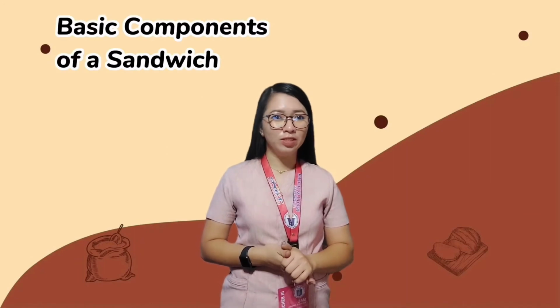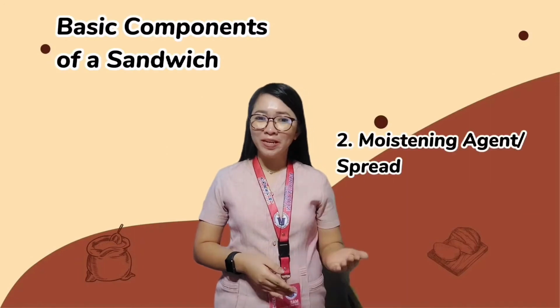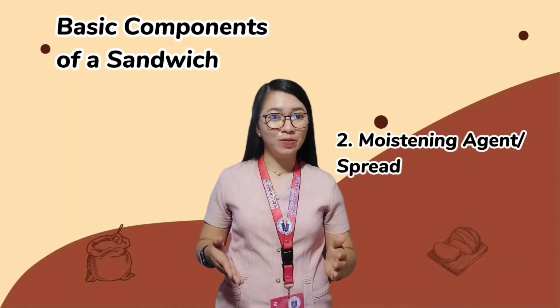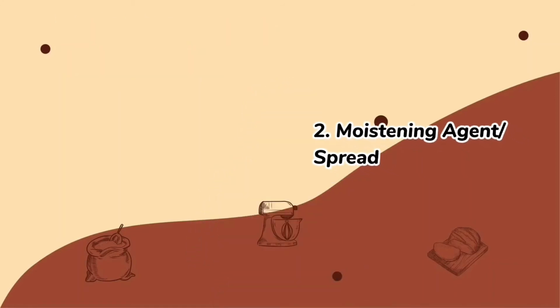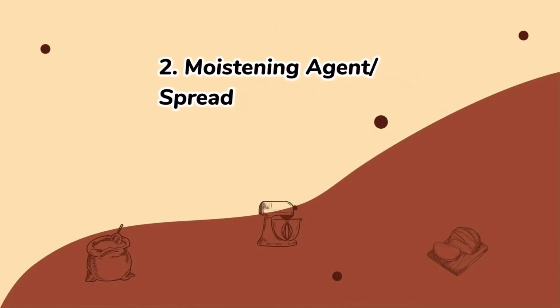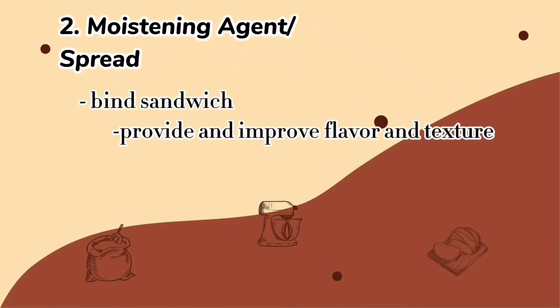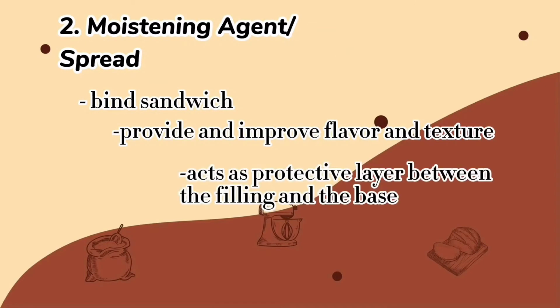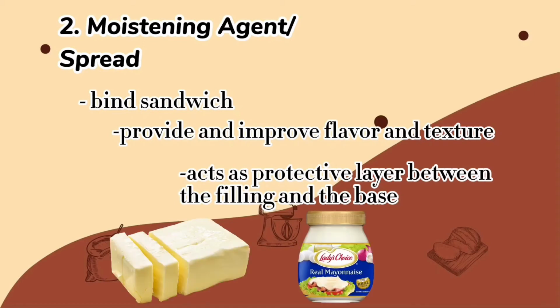Now, let's proceed with the second component of a sandwich, which is the moistening agent, also known as spread. Moistening agent or spread is meant to bind the sandwich, improving both flavor and texture. It acts as a protective layer between the filling and the structure, for it prevents the filling from becoming too soft or wetting the bread. Butter and mayonnaise are the most commonly used spreads.